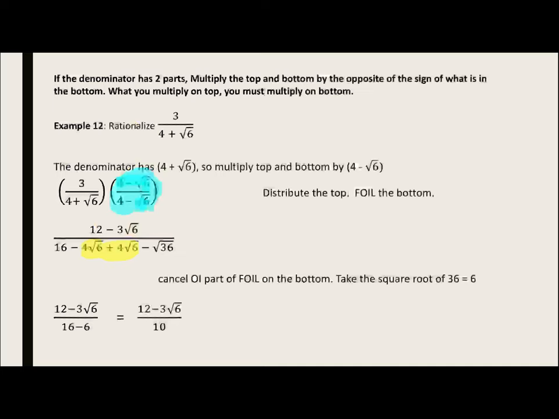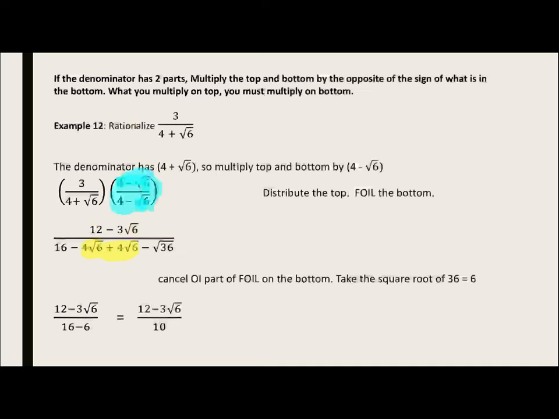On bottom, you FOIL. First, 4 times 4 is 16. Outside, 4 times negative square root of 6, negative 4 square root of 6. Inside, 4 times square root of 6 is 4 square root of 6. Last, square root of 6 times negative square root of 6 is negative square root of 36. Okay, the minus 4 root plus 4 root cancel. Minus 4 plus 4 is 0. The negative square root of 36 becomes negative 6 on the bottom there.